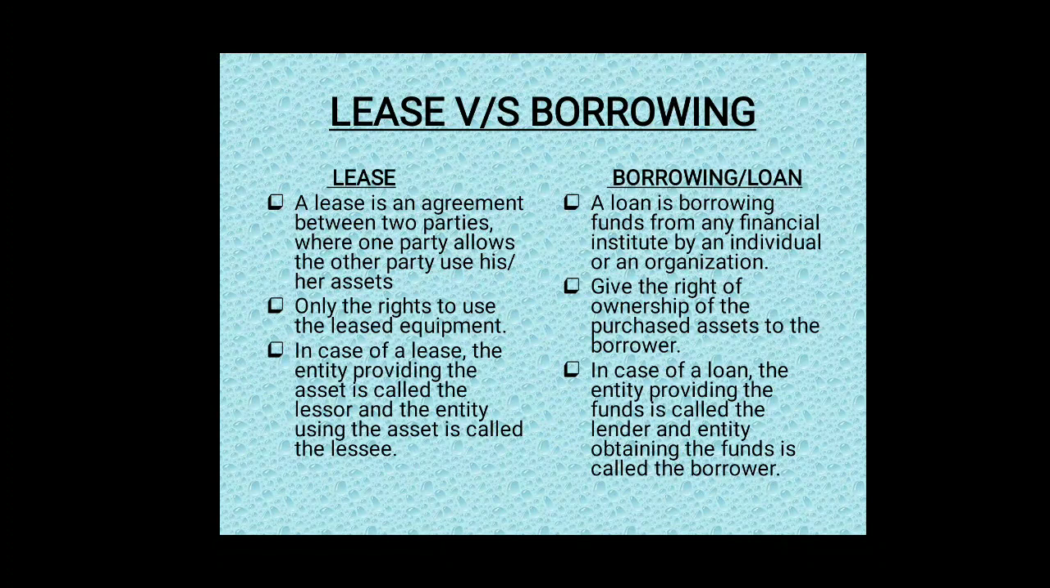Now the next difference. In case of lease, the asset is provided by the lessor, and the entity using the asset is called the lessee. So asset provider is your lessor, and the user of the asset, your lessee. But in case of your loan, the entity which is providing the fund, that can be your bank or financial institution, is called the lender, and who will obtain the fund is called the borrower. So in short, in case of lease, your two parties are lessor and lessee, and in case of borrowing, two parties are lender and borrower.